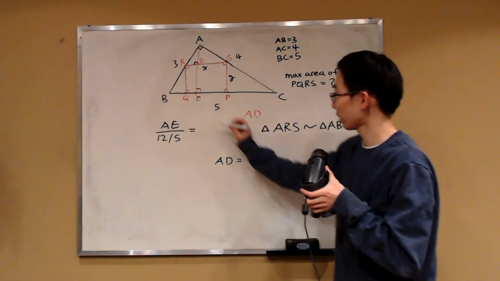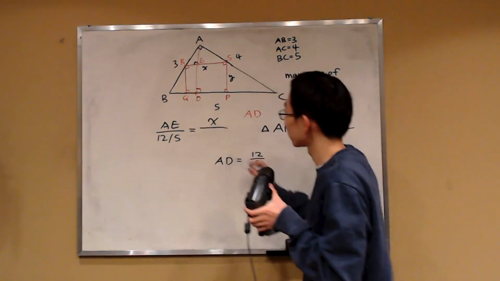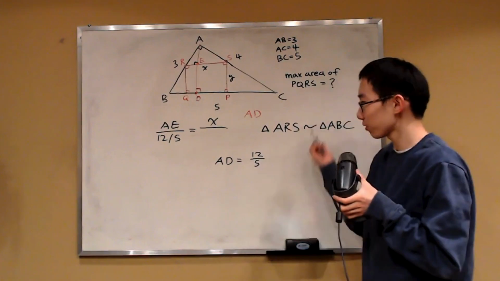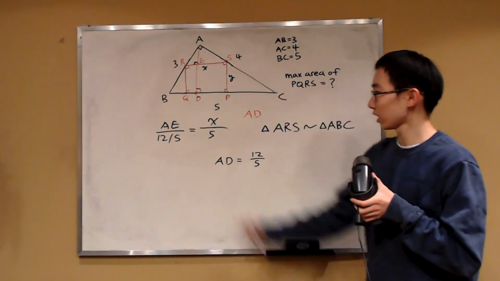And then compare, sorry, I'm going to write it down. So we can choose x, right? Compared to the entire base length of BC. That would be 5. And there we have it. But wait a minute, what is AE?